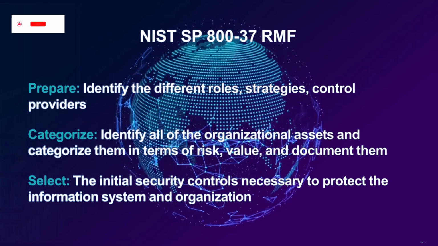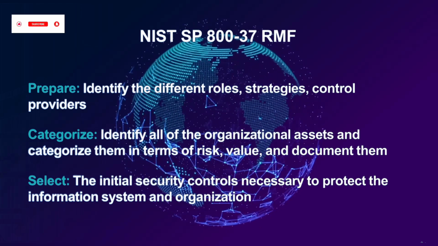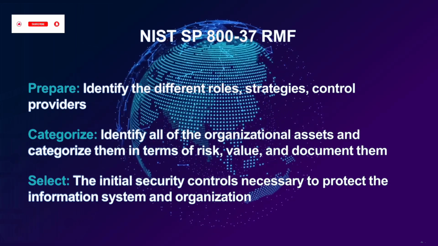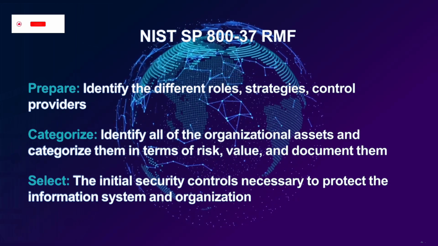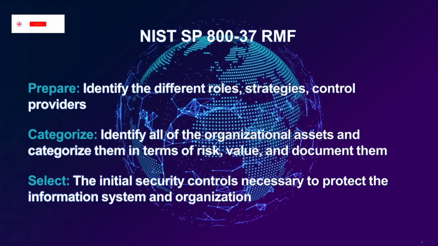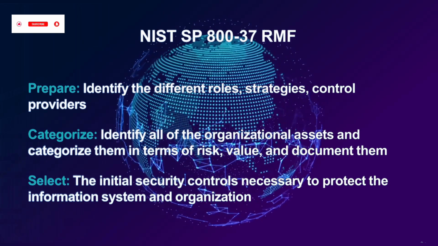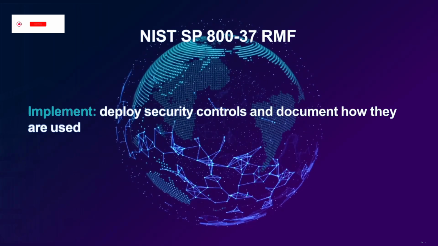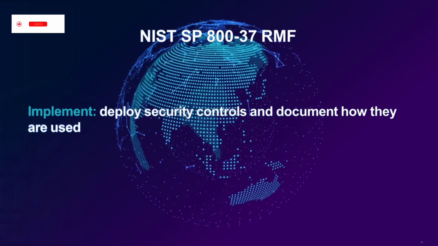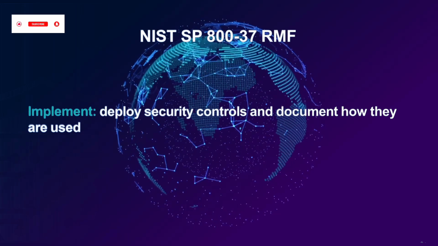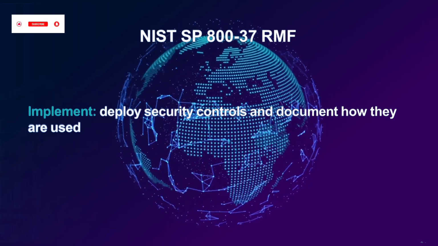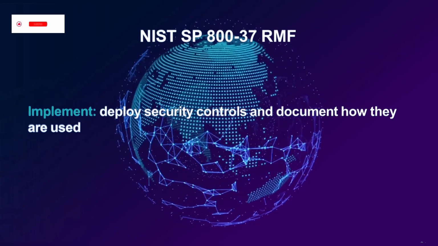Then once you have selected controls and you have identified everything that you want to apply to provide the proper level of protection according to the compliance, regulations, laws, what have you, now you are going to go into the next step, which is implement. That's where you are going to deploy your security controls and the security control mechanisms. Then document how you have done that and how they are being used within the system to protect according to the organizational policy, regulations, laws, standards, and so on.